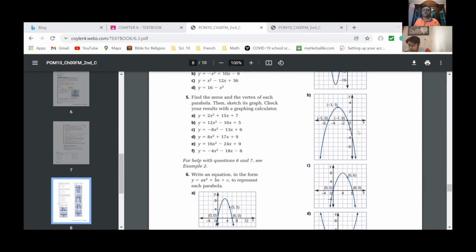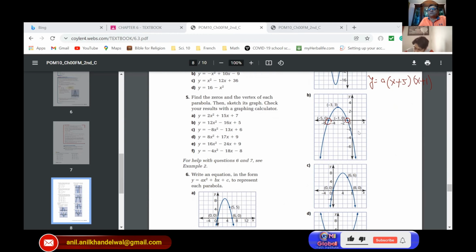Okay, can you do this? Next one. All right. B, sir. B. Tell me now. How will you do this? So what I will do first is create an equation in intercept form. So I'll write y equals a times (x plus 5) multiplied by (x plus 1), because those are the zeros. Yes, sir.